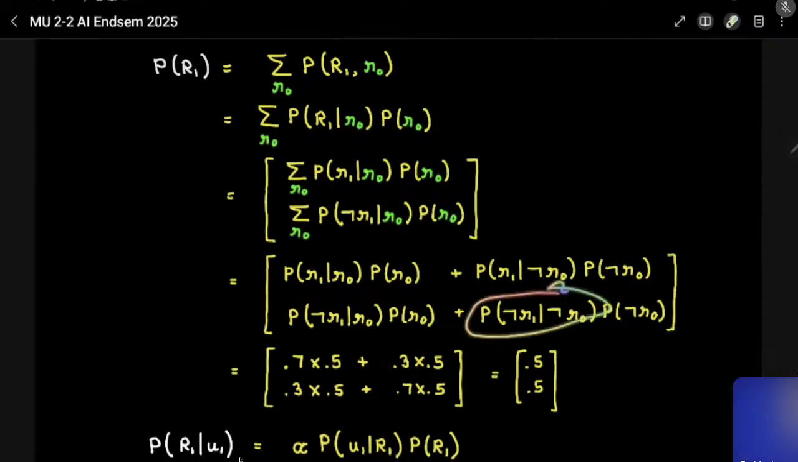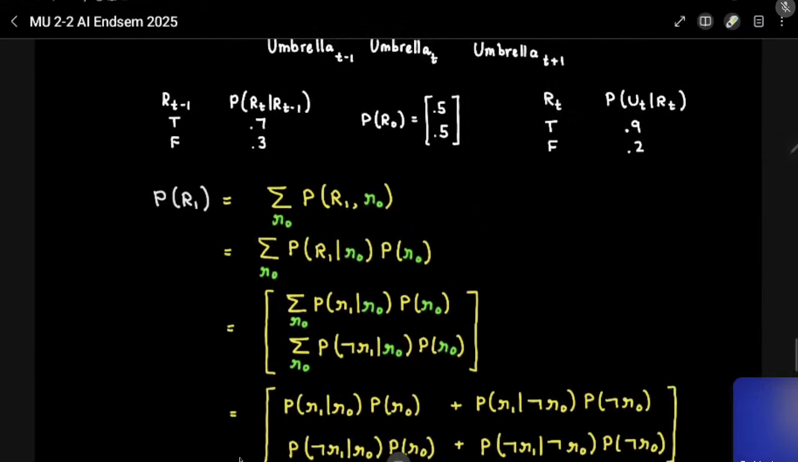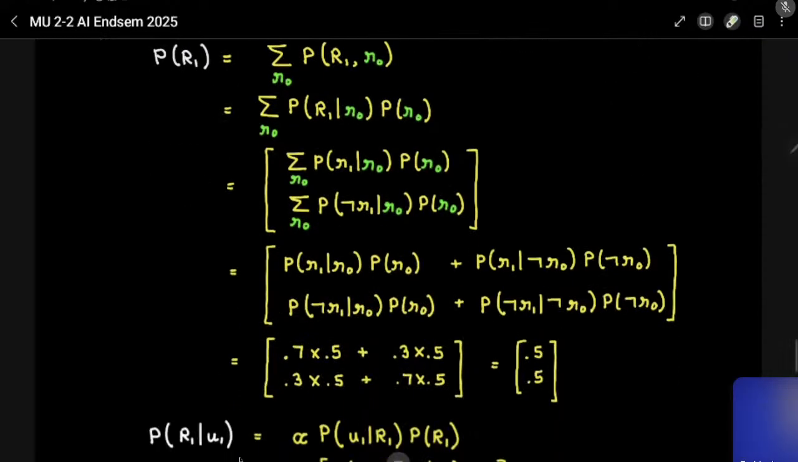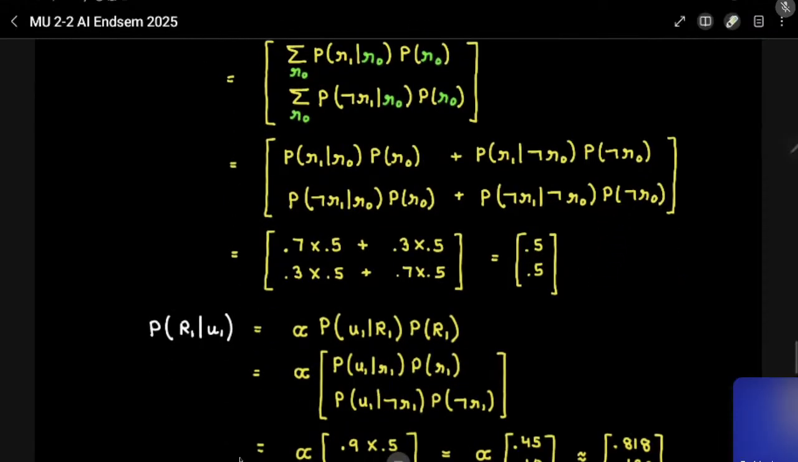Let's look at this one. Not R1, given not R0. So it will not rain on day 0. That would mean this one. Then what will be the probability that it will not rain on R1 given not R0? So this is the true probability. The false probability will be 1 minus 0.3, which is 0.7. So you have 0.7 here. So finally, after doing all the math, you get 0.5, 0.5 here.